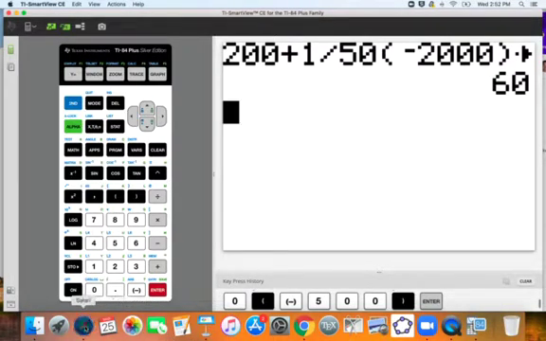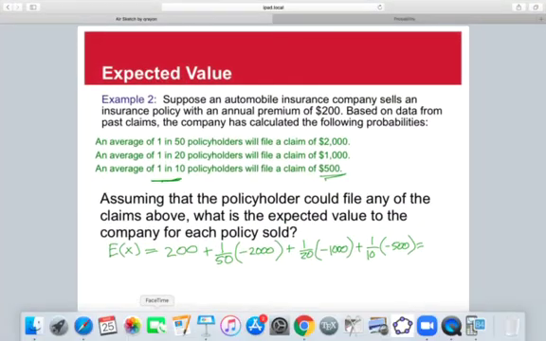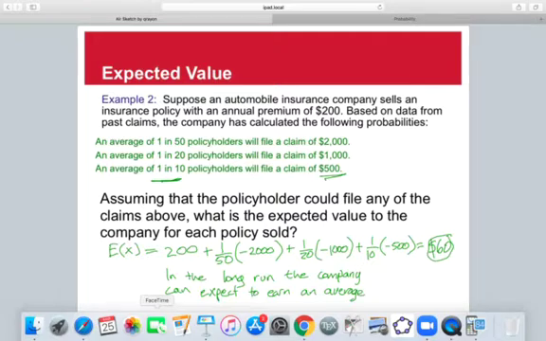So here's how we're going to interpret that. Go back to our slides. All right, so we got $60. The way I might interpret that is, in the long run, meaning for many, many customers, the company can expect to earn an average of $60 per customer.